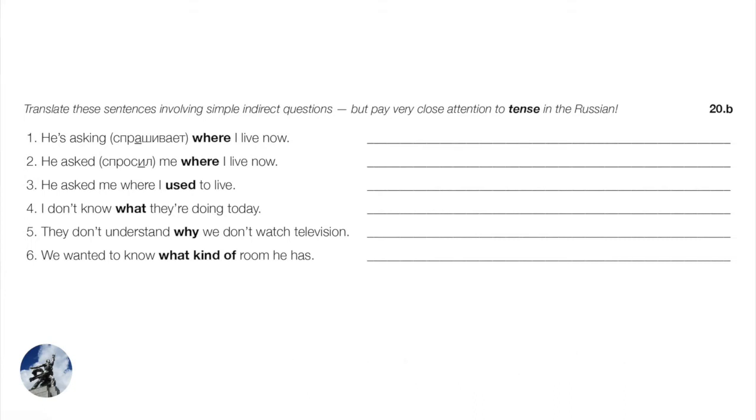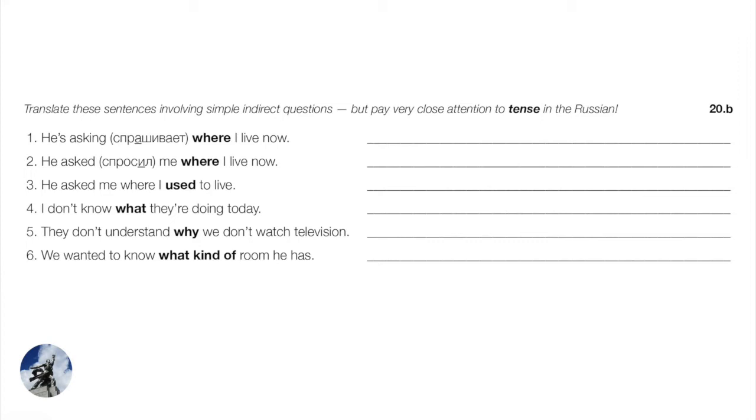Number three, he asked me where I used to live. Okay, now, so what did he actually ask me? Here, the original question was clearly past tense, right? Где я жил? Okay, so let's make the complete sentence. Он меня спросил, где я жил? Okay, there again, the reported question isn't the past tense because that was the original question, right? The original question wasn't where do I live now, but rather where I used to live. So in that case, of course, then we do have past tense in the reported question.